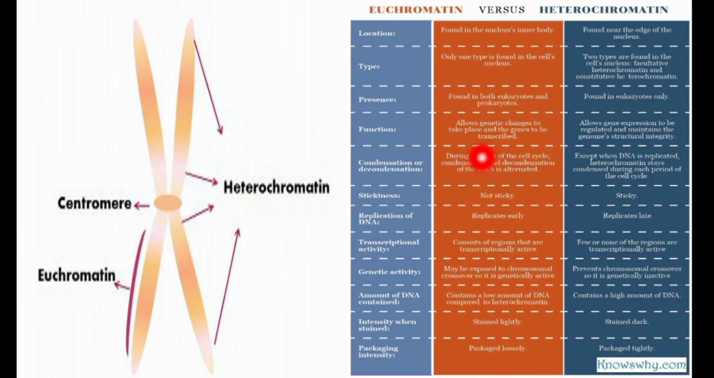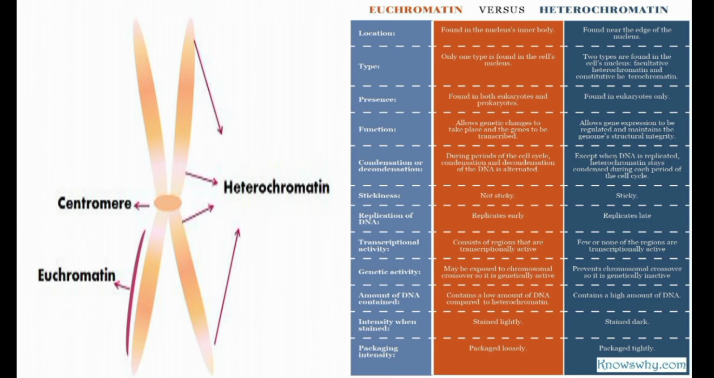So these are their genetic activities. Coming to the genetic activity, euchromatin is genetically active, with exposed chromosomal crossover, and heterochromatin is genetically inactive. Euchromatin is not sticky in nature, while heterochromatin is sticky in nature. Coming to the functions, heterochromatin allows gene expression to be regulated and maintains structural integrity, whereas euchromatin allows genetic changes to occur, and the genes are transcribed.